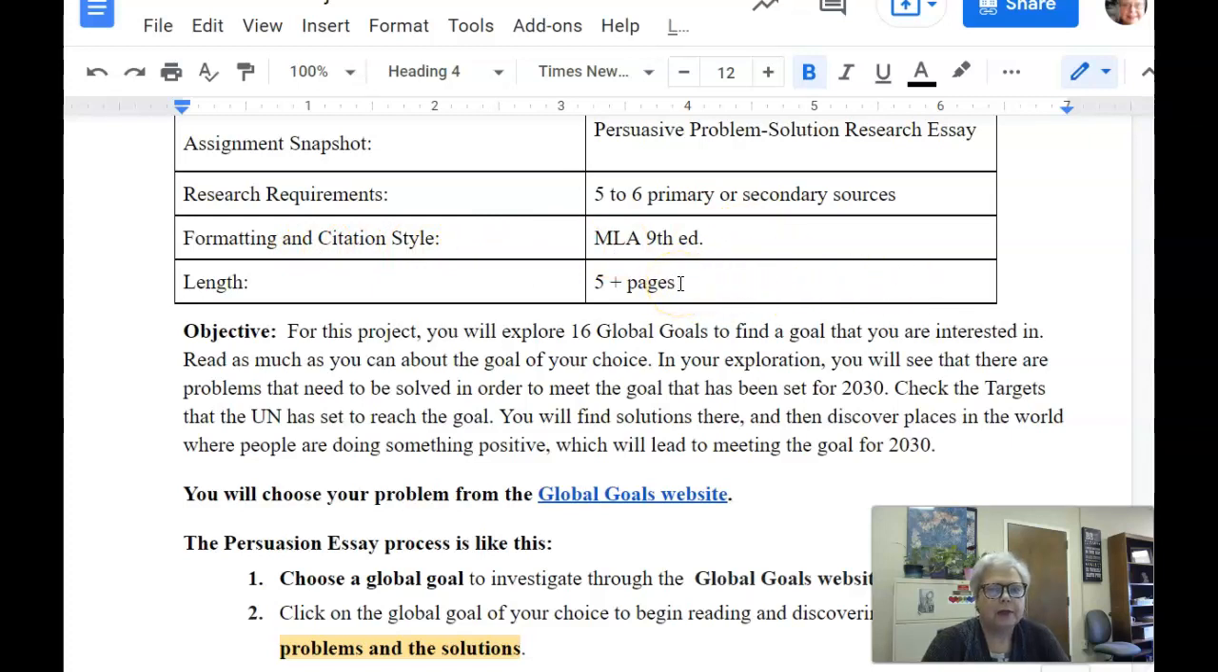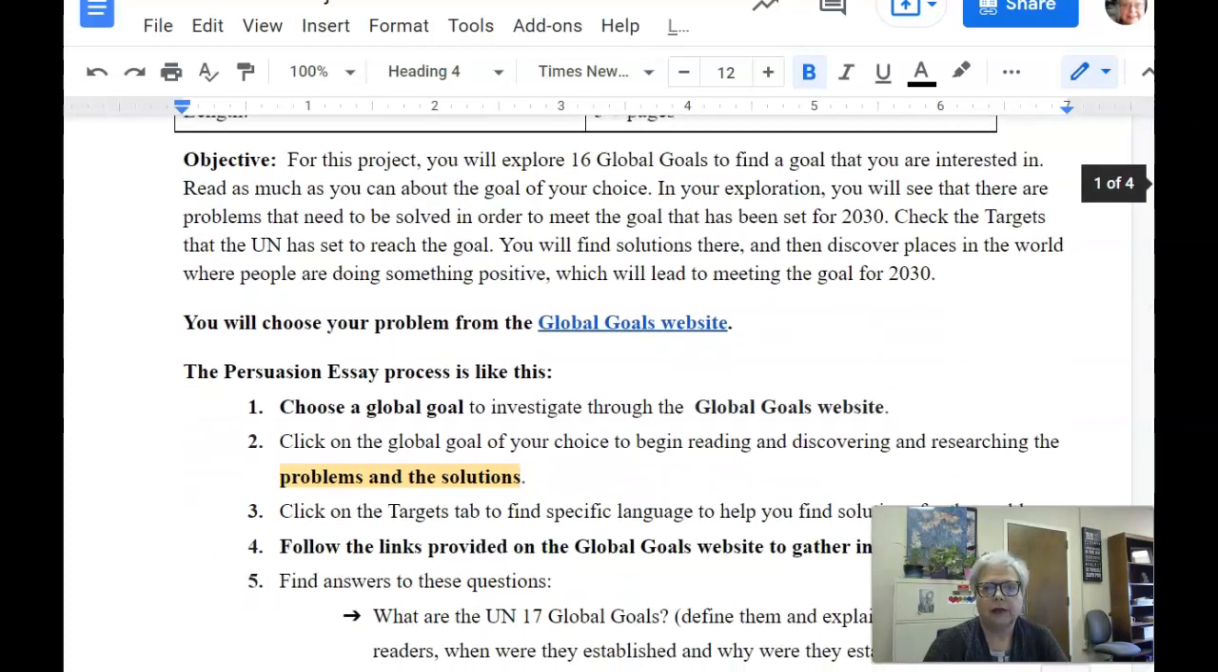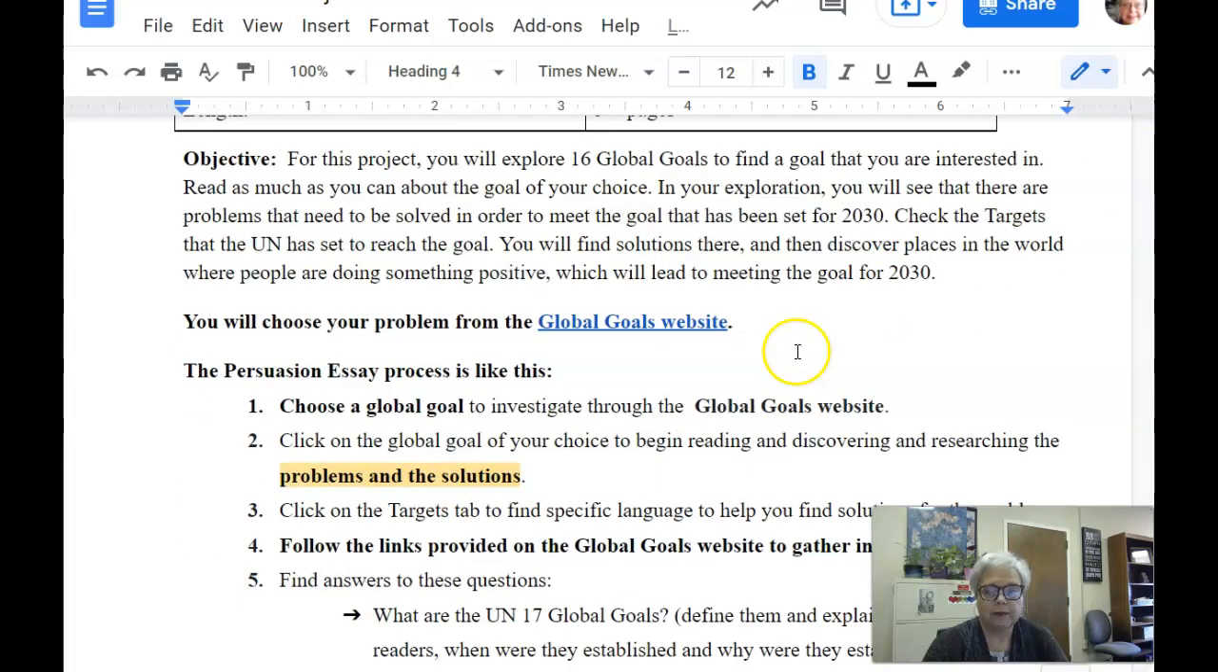And this paper is going to be 5+ pages, and do not worry about the length. Don't freak out when you see 5+, because if you put everything in here that I ask you to put in, you will be able to get those 5 pages with no problem whatsoever.